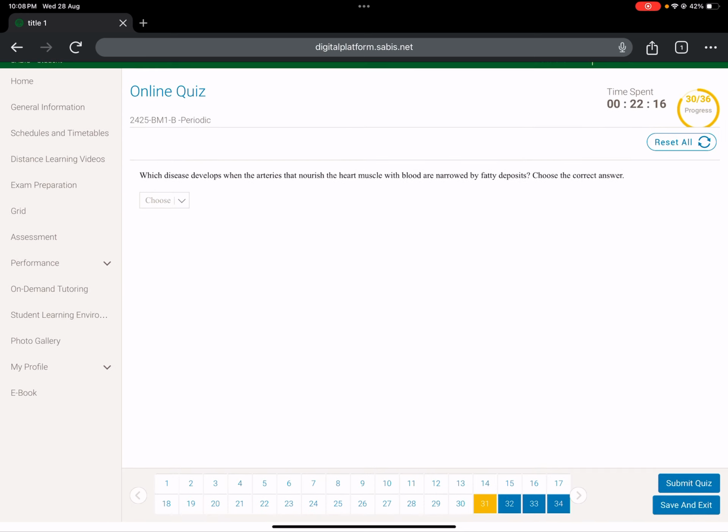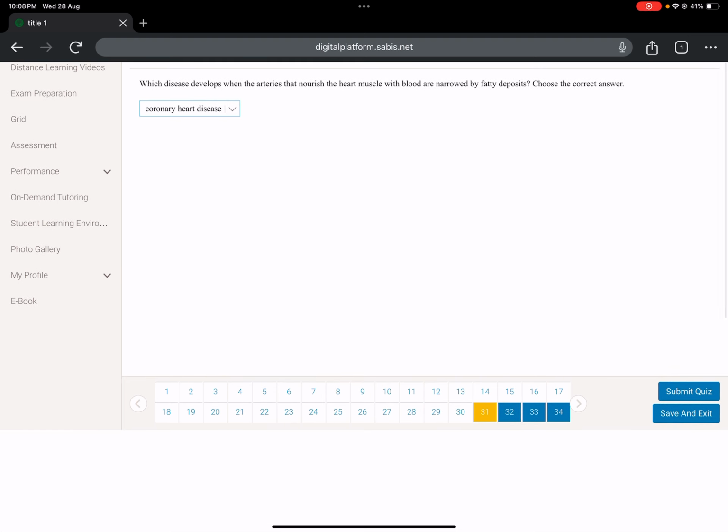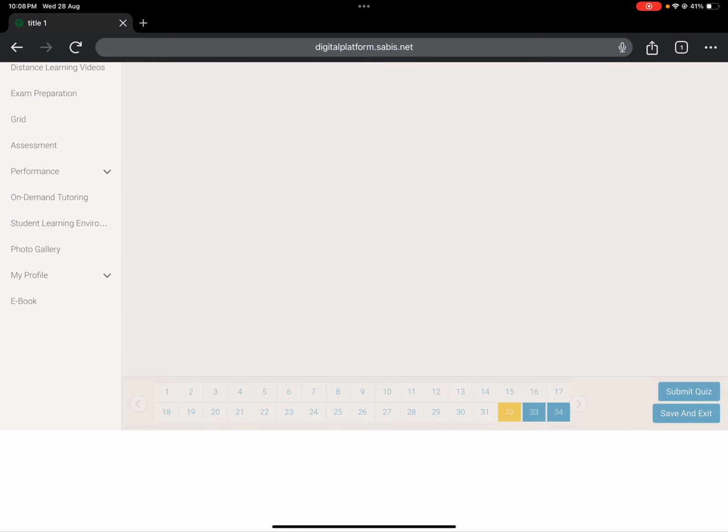Which disease develops when the arteries that nourish the heart muscle with blood are narrowed by fatty deposits? Remember, we say it's going to be coronary heart disease. Marasmus was a lack of protein, carbs, and fats. Cardiac muscle disease is not a thing. Cholesterol also leads to coronary heart disease.